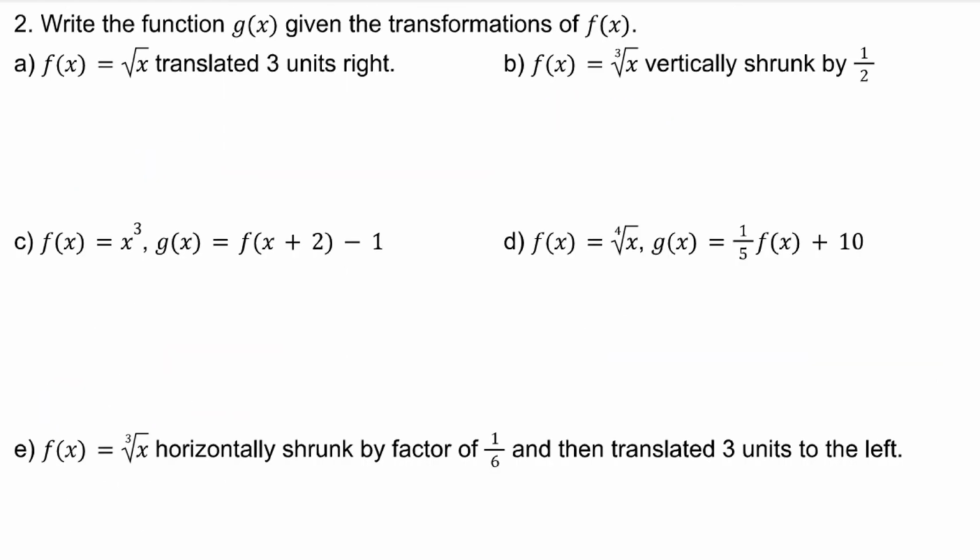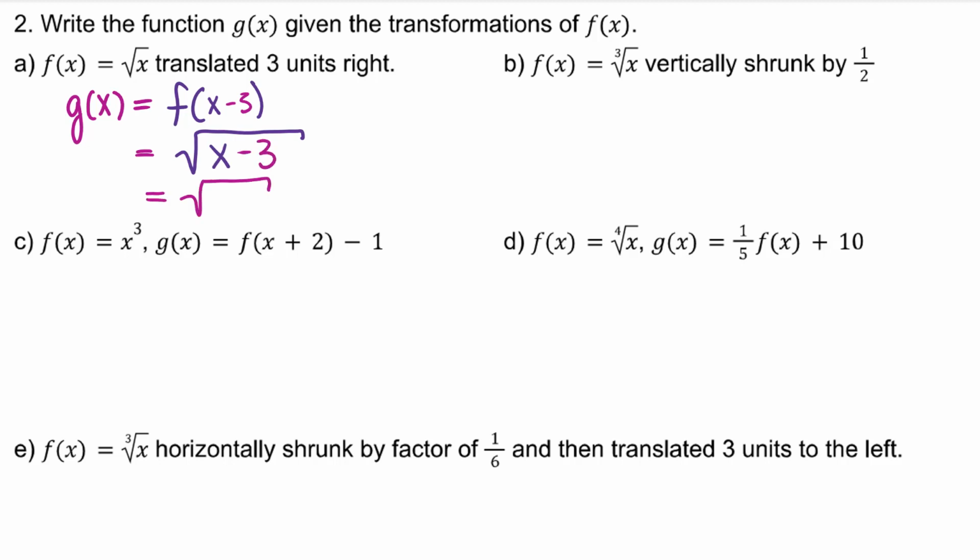For number 2, write the function g of x given the transformations of f of x. For part A, g of x is going to be f of x translated 3 units to the right. To go to the right, we're going to subtract 3 from the x. And there's g of x.